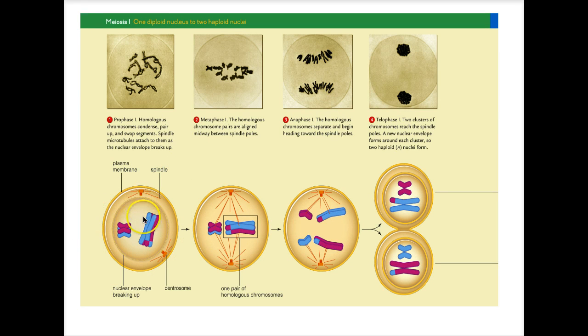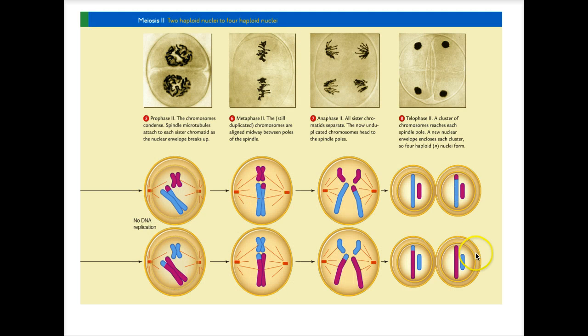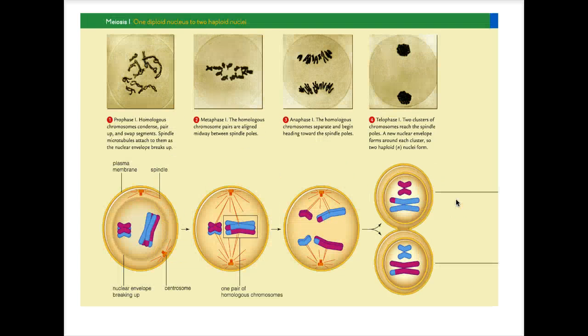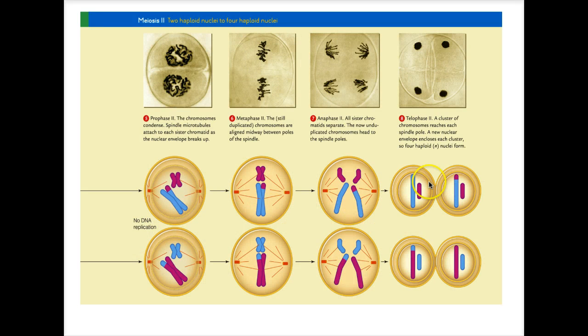And notice, if we go back one slide, we started with one cell that's diploid, and we end up with 4 cells, each one being haploid. And within those 4 cells, we have great genetic variety. Obviously, they don't have the same number or amount of genetic material as the parent cell. Additionally, they're not identical to each other.